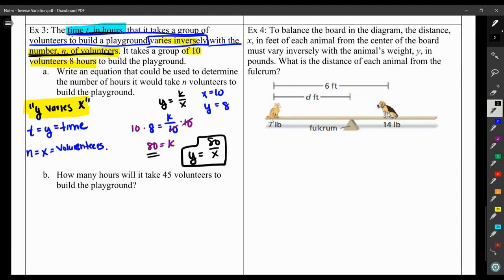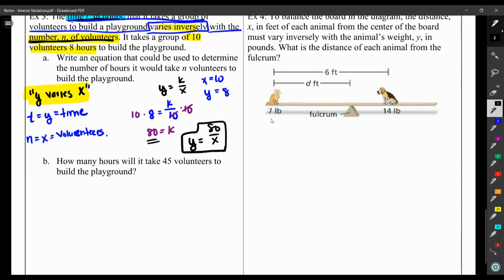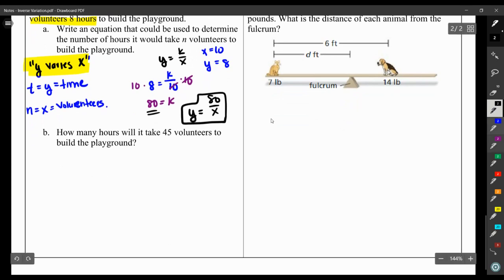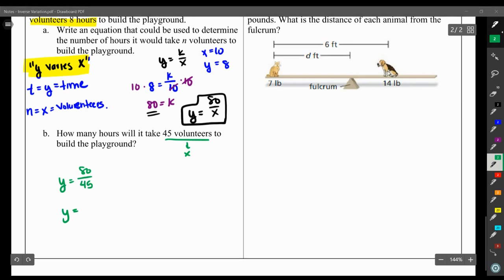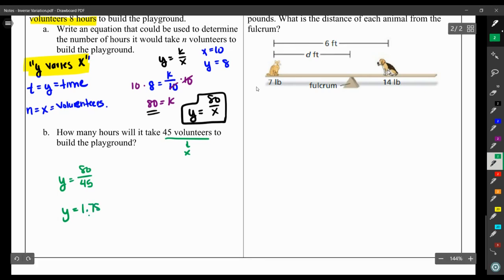Now letter B says, how many hours will it take 45 volunteers to build the playground? So now that we have the equation, I can figure out the time. So 45 volunteers, well, that's x. So y will be 80 over 45. And we're going to simplify. So 80 divided by 45 is about 1.78. And a decimal makes sense for this because we're talking about time.